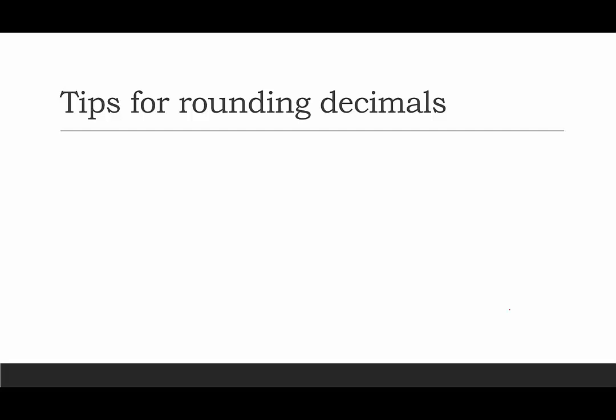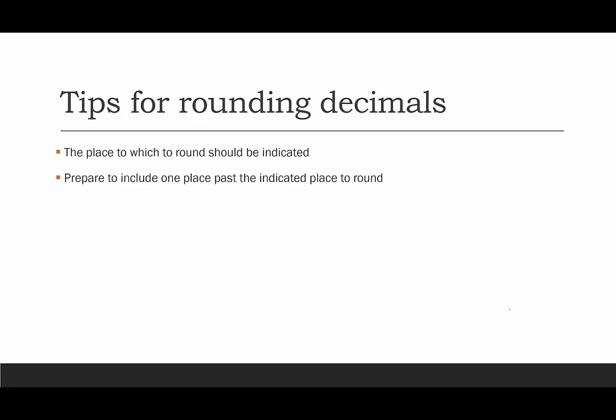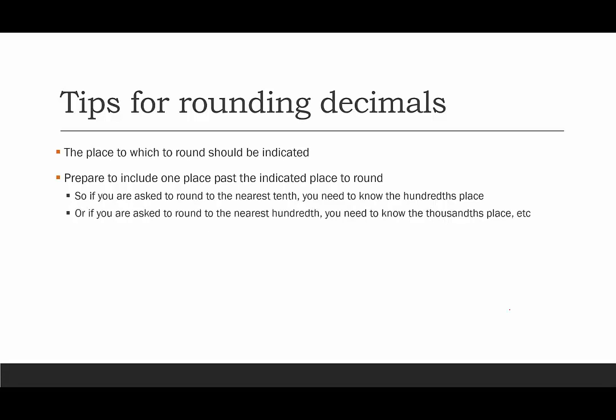Also, some tips for rounding before we get started. The place to which we need to round should be indicated. So that might be the tenths place, the closest unit or the closest whole number, hundredths place. Prepare to include one place past the indicated place for rounding. So if you're asked to round to the nearest tenth, you're going to have to know the hundredths place. If you're asked to round to the nearest hundredth, you're going to need to know the thousandths place, and so on.